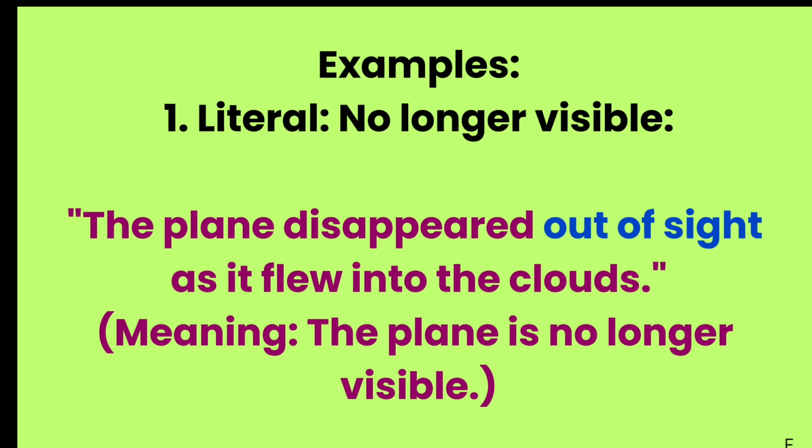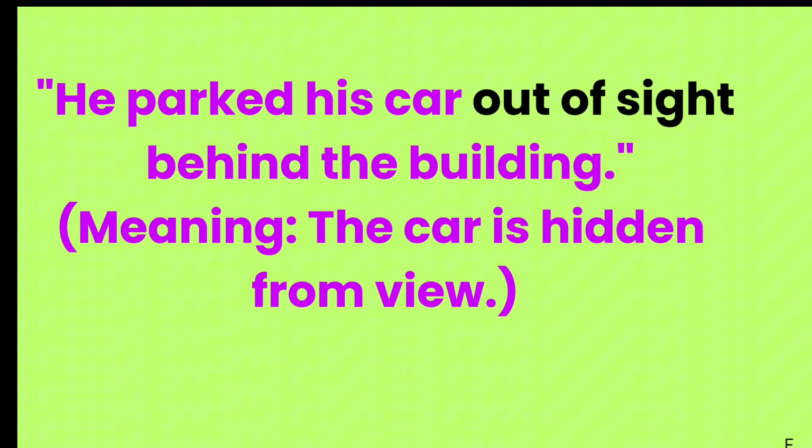Examples. 1. Literal, no longer visible. The plane disappeared out of sight as it flew into the clouds. Meaning, the plane is no longer visible. He parked his car out of sight behind the building. Meaning, the car is hidden from view.